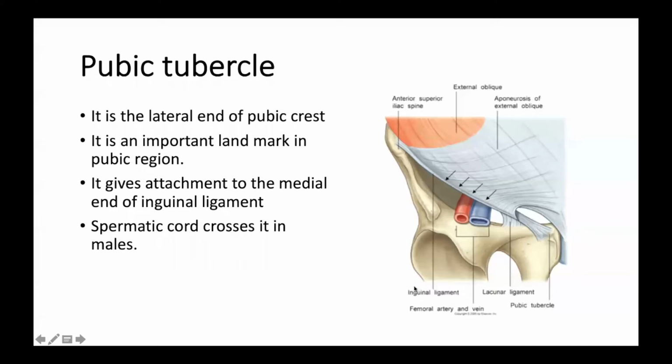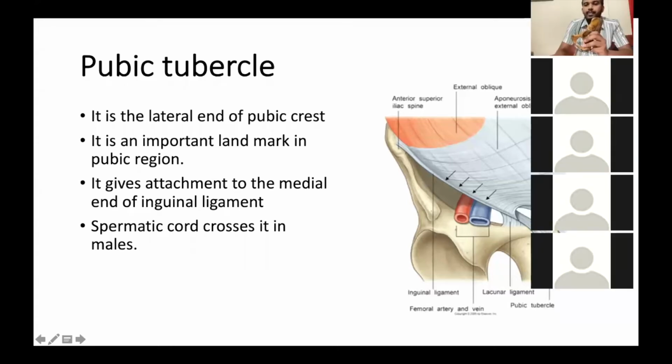It is written here, inguinal ligament. So this pubic tubercle is a prominent bony feature which you see just lateral to the pubic crest, and it gives attachment to a ligament called the inguinal ligament. It extends like this from the anterior superior iliac spine to the pubic tubercle. Here is the pubic tubercle. So this is the extension of the inguinal ligament.